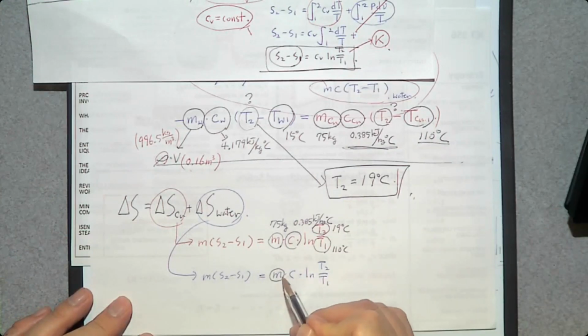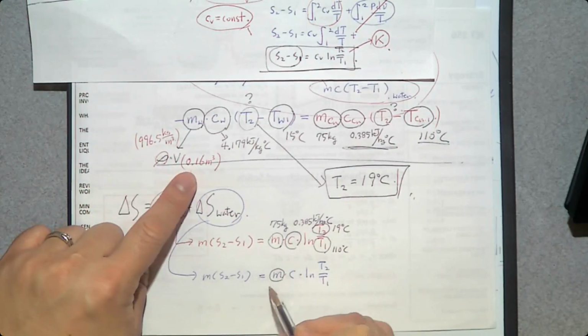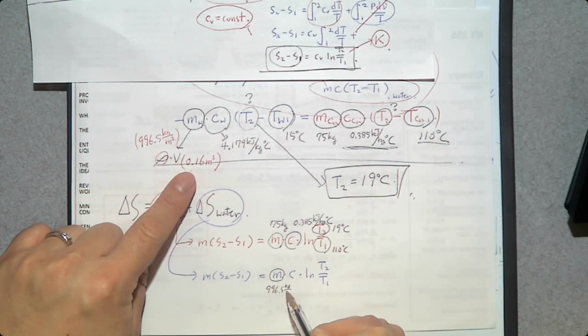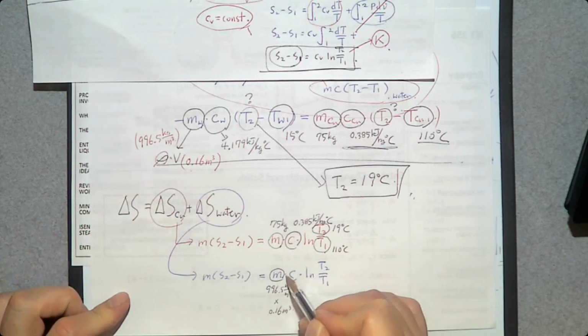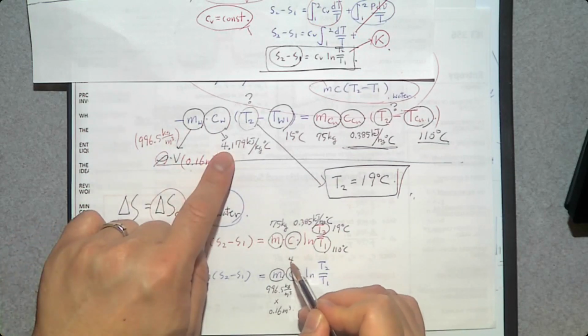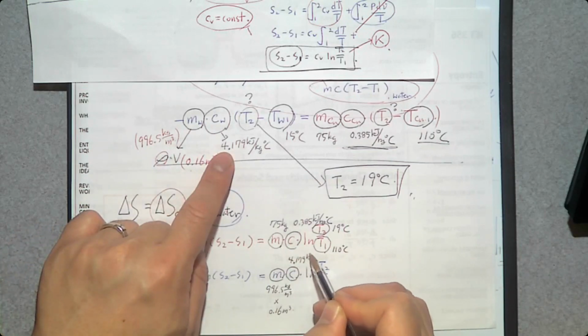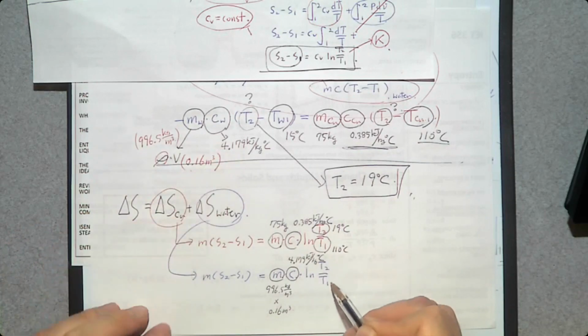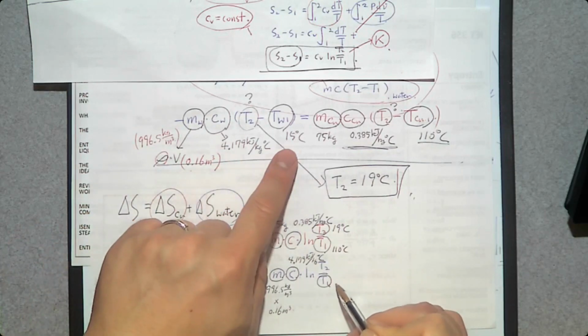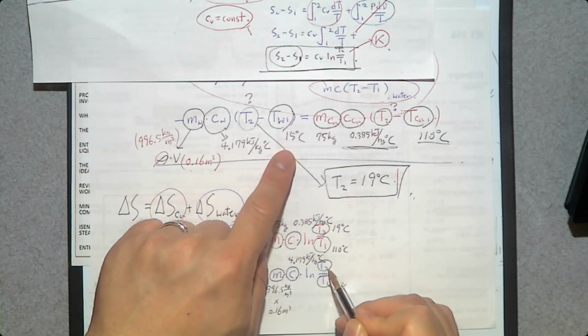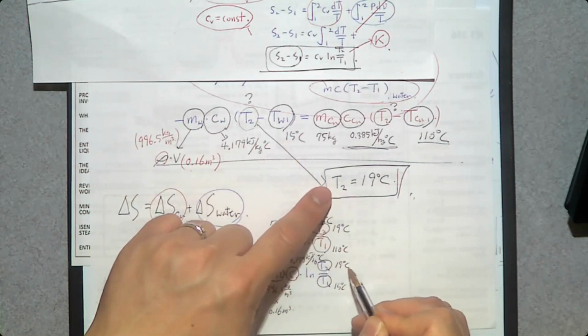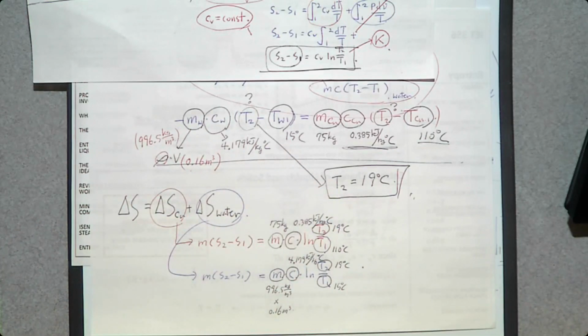What about the mass of the water? This one times this: 996.5 kilogram per cubic meter times 0.16 cubic meters. And what about the specific heat? This one, 4.179 kilojoule per kilogram degrees C. The initial temperature, 15. The final temperature, 19. So that's how you determine the change of entropy of each system.